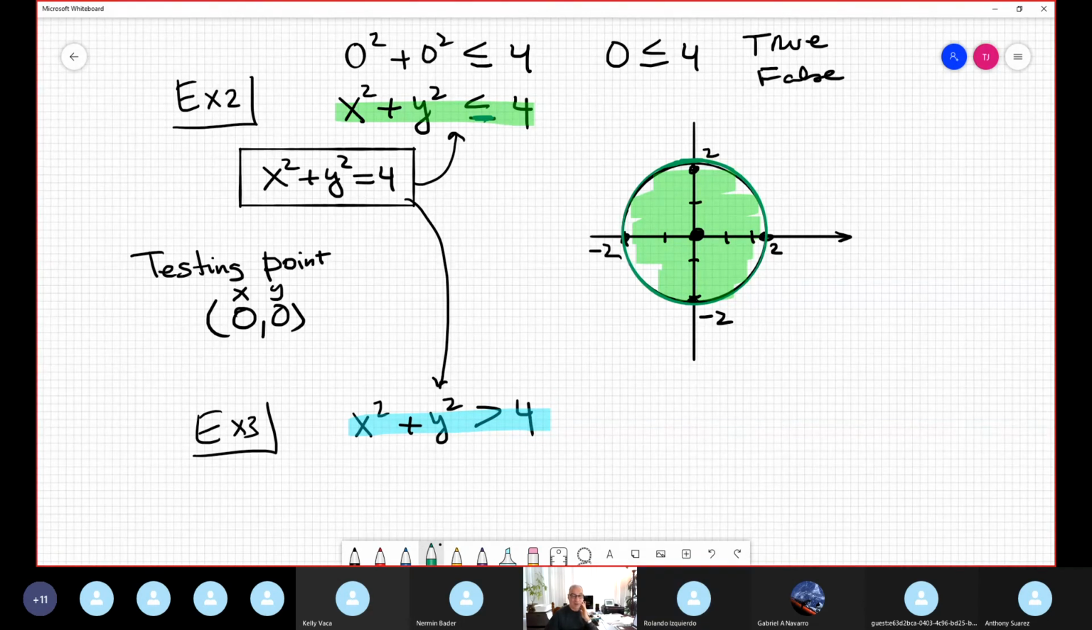And what do you think about example number 3? Is it inside or outside? It would be outside. Does it include the boundary or not? In this case, no, since it's not equal. So in the blue, no. So the way to indicate this is a dotted line.